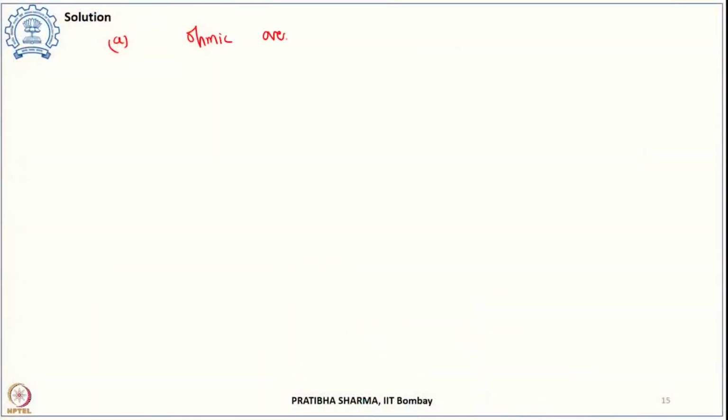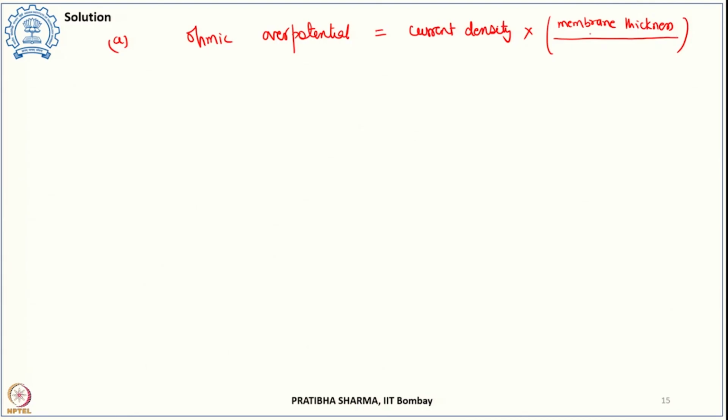So, the first part is we need to find out ohmic overpotential, and that is given by the current density times membrane thickness divided by the conductivity of the membrane.